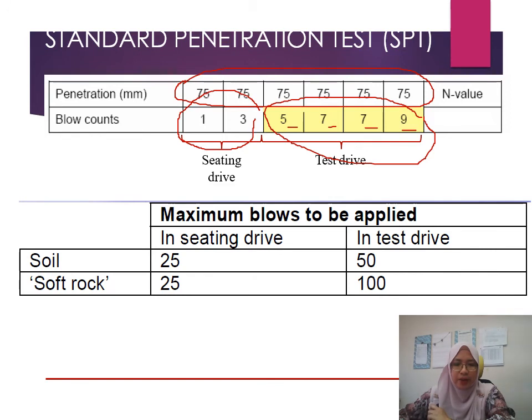This is the maximum blows to be applied. This is the seating drive. For the seating drive, the maximum blow is 25, and in the test drive, the maximum blow is 50 to 100.